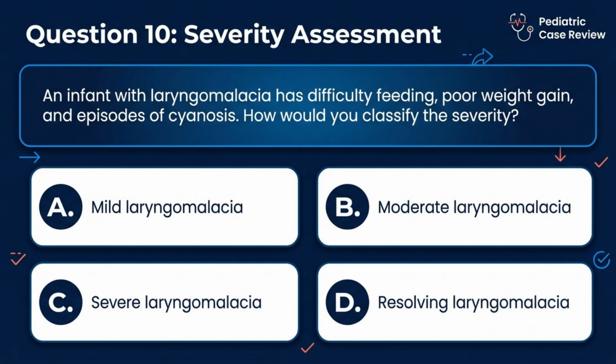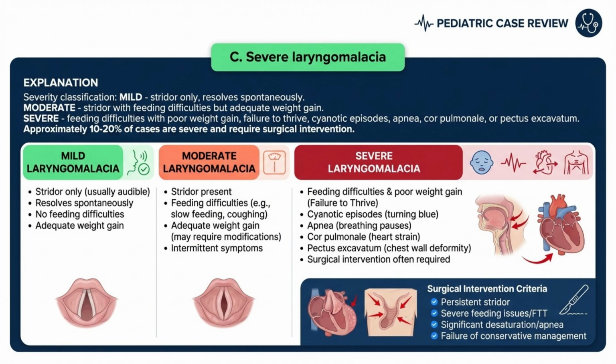An infant with known laryngomalacia experiences severe difficulty feeding, displays poor weight gain, and suffers from episodes of cyanosis. Based on these clinical findings, how would you classify the severity of this condition? Option 1, mild laryngomalacia. Option 2, moderate laryngomalacia. Option 3, severe laryngomalacia. Option 4, resolving laryngomalacia. The correct answer is option 3, severe laryngomalacia.